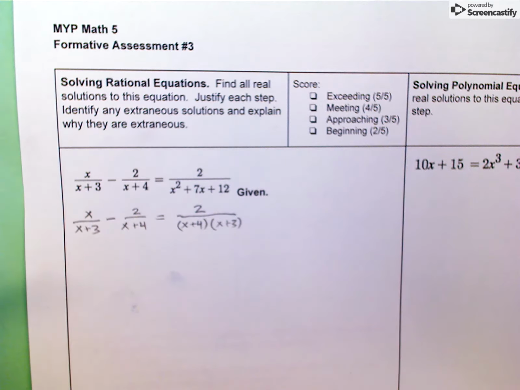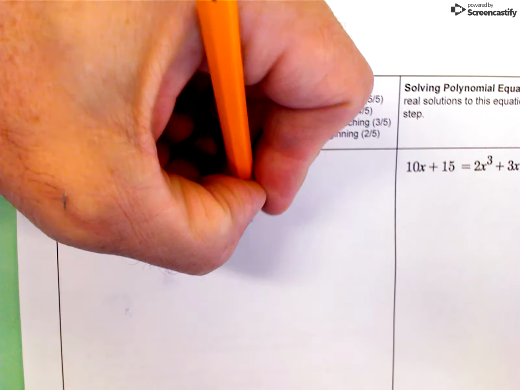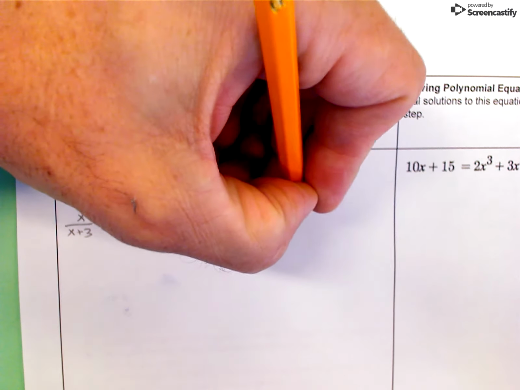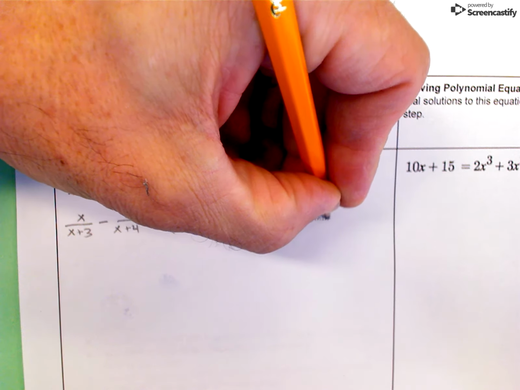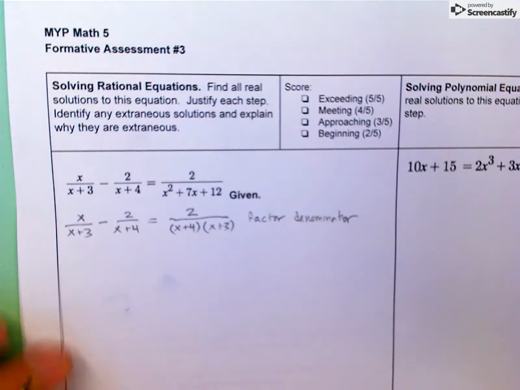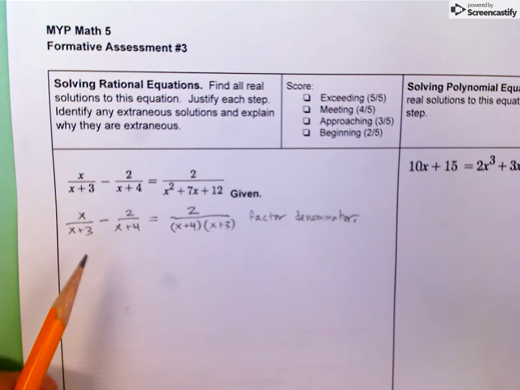Let me just justify this before I move on. I just factored the denominator. That's all I did.